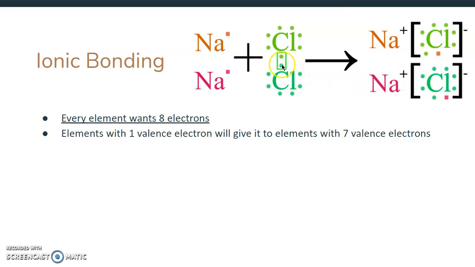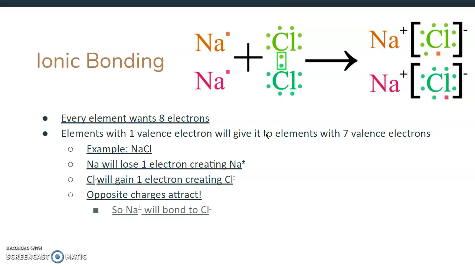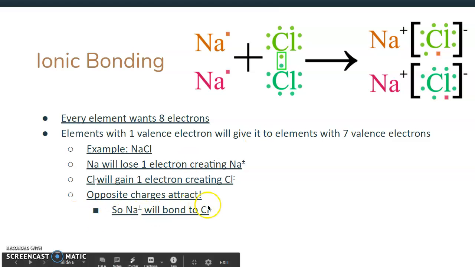So what happens is this electron will come over here. We can even see it in our different colors here. This is a square from our sodium, and it creates 2 separate charges. So we have a positive and a negative, and then because opposite charges attract, we will produce a bond. Our sodium and our chloride will bond to create NaCl.